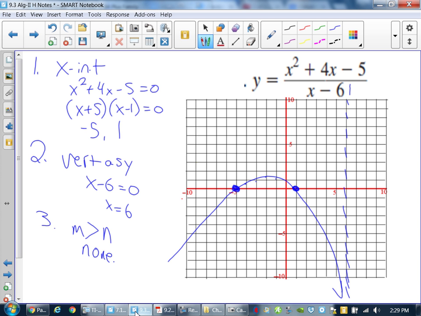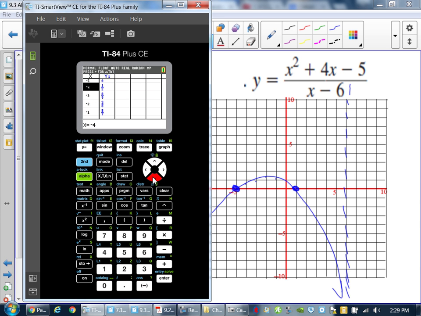Now, on the other side, it's doing the same thing, but as you go through your table and get past 6, here's my other 0 at 1. As you get past 6, you'll see how it goes error at 6. That means it's vertical. But look where your next valid point is. It's at 7 and 72. Why? Because when you substitute in 7, you get 72 for y. So 72 is right there.